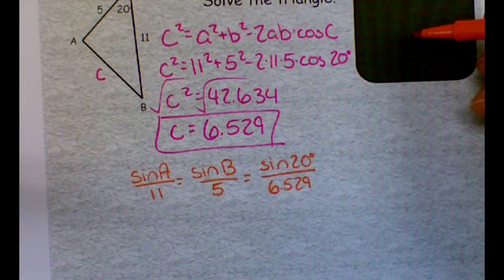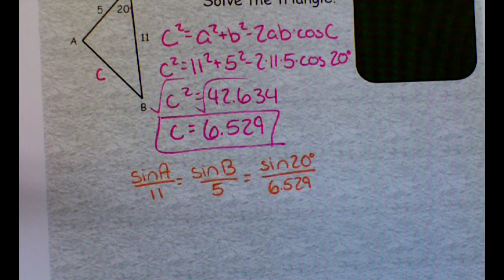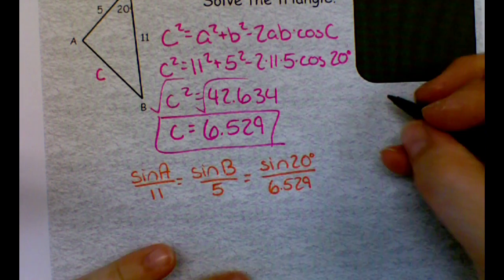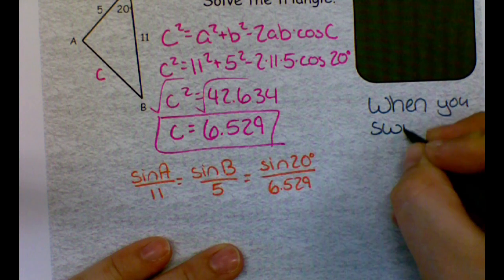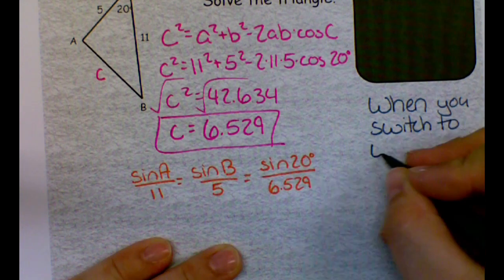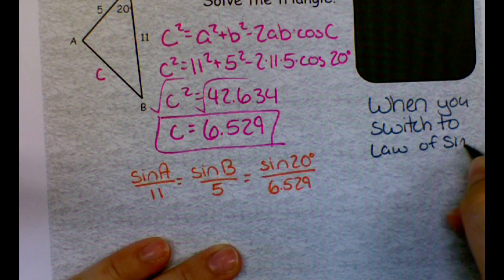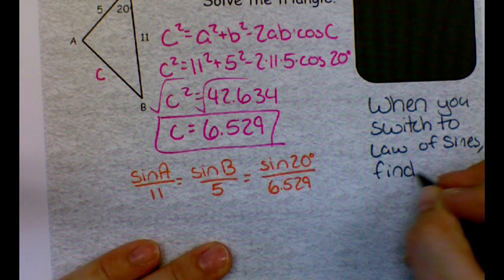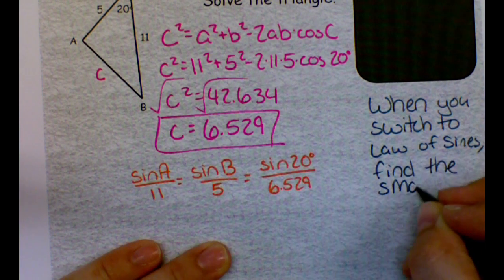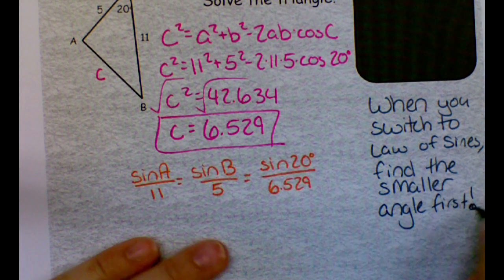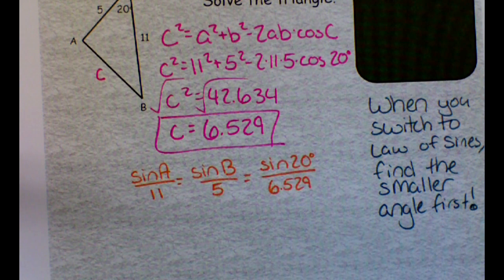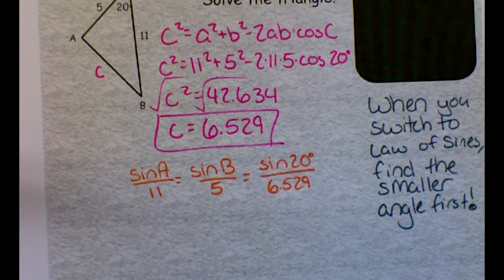Now behind this box, you can't see it, but there's a hint. And this hint says, when you switch to the law of sines, find the smaller angle first. If you don't follow that tip, you could end up with an ambiguous case situation. The law of cosines doesn't have two possible triangles, but the law of sines could give you that wrong one.